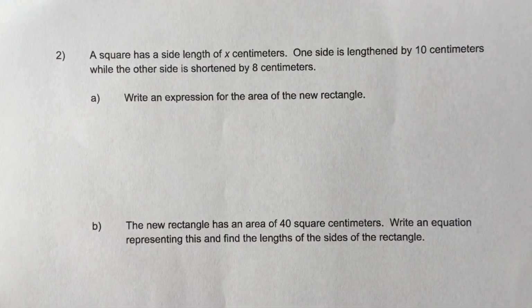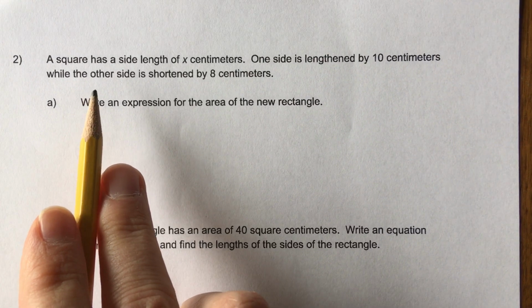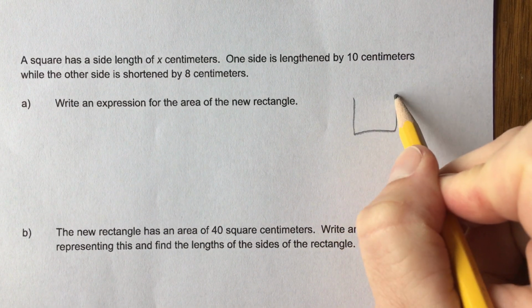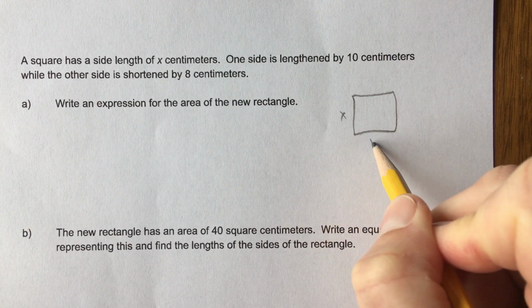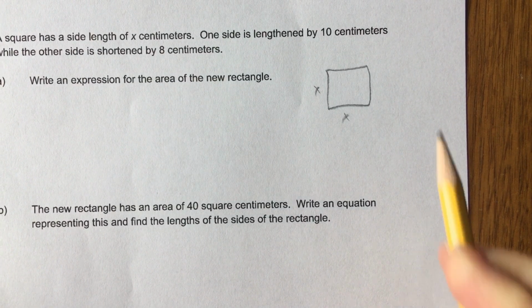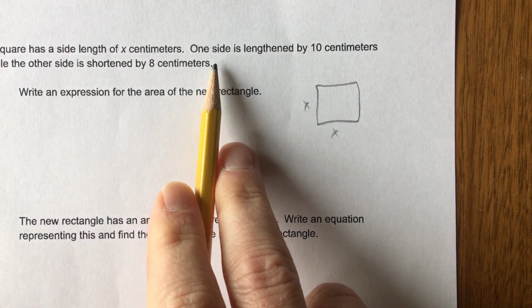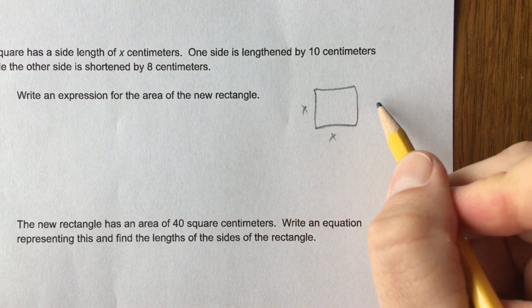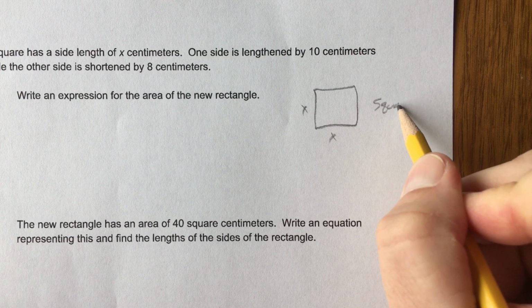I'm going to give you another one here. This one says we have a square that has side lengths of x centimeters. So obviously a square has sides that are exactly the same length. Okay, so there's our original square. And so we're told that one side is going to be lengthened by 10 centimeters. So this is the square that we started with.